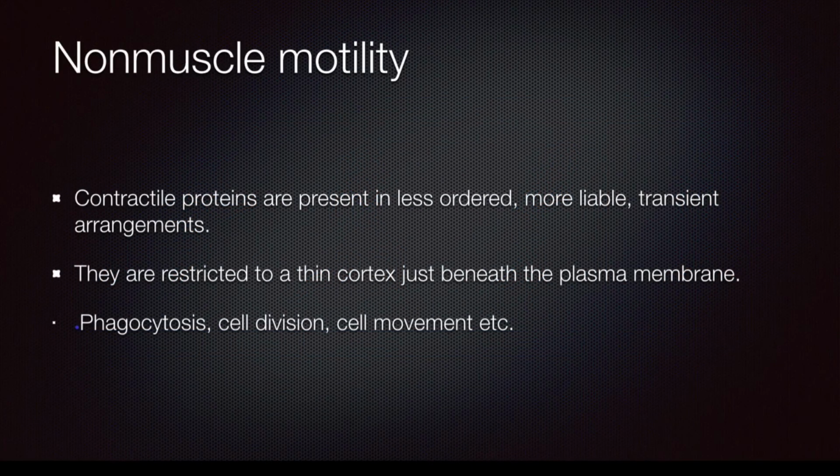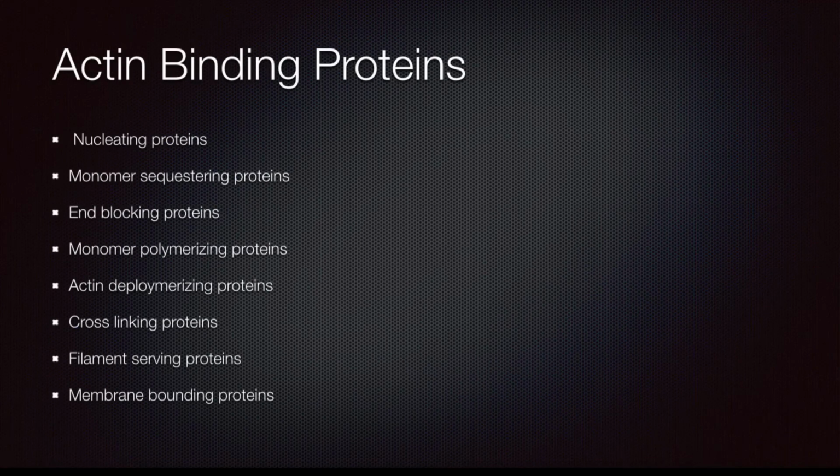Non-muscle motility. Contractile proteins are present in less ordered, more labile, transient arrangements. They are restricted to a thin cortex just beneath the plasma membrane. Here's a list of actin-binding proteins: nucleating proteins, monomer-sequestering proteins, end-blocking proteins, monomer-polymerizing proteins, actin-depolymerizing proteins, cross-linking proteins, filament-severing proteins, and membrane-binding proteins.